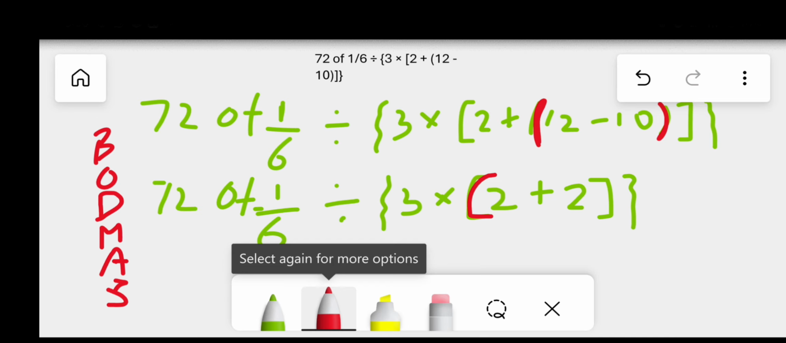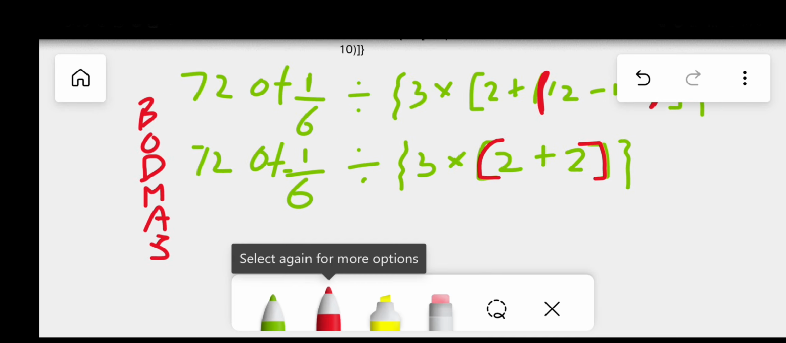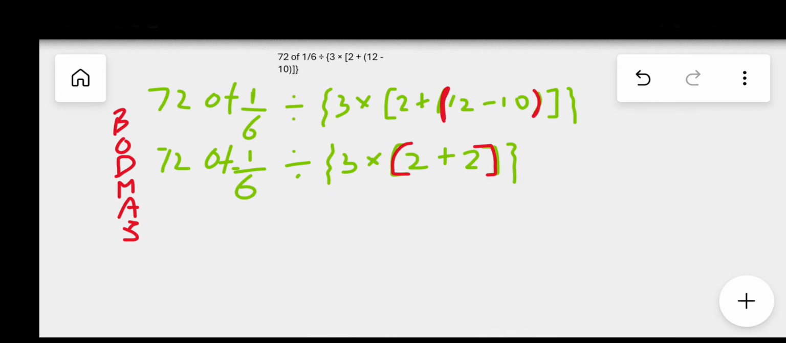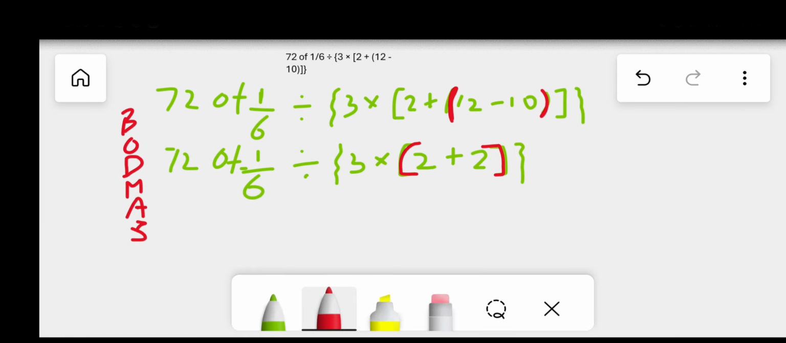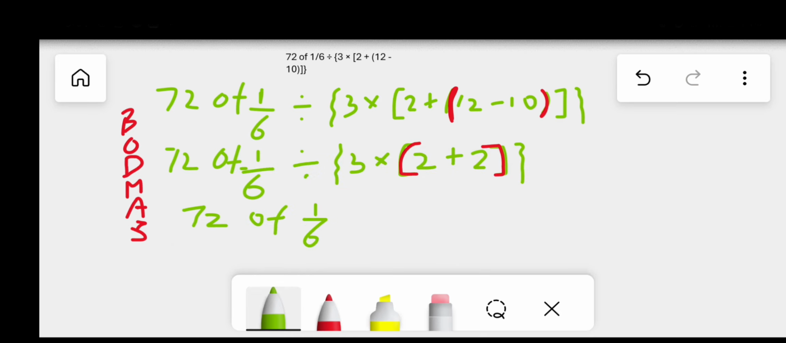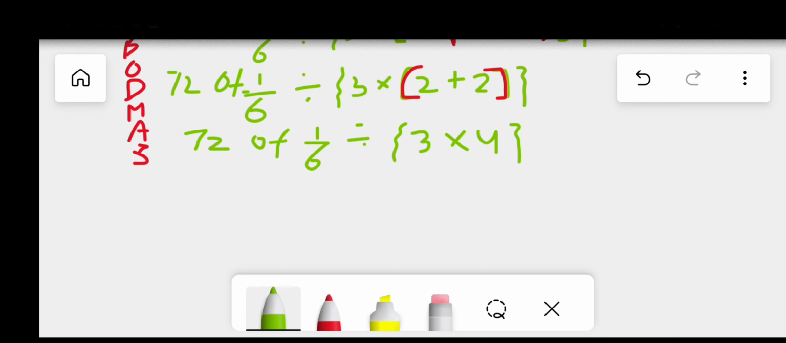In this step we have completed the round bracket, and now we will focus on the square bracket. As the first step, we will copy everything as it is. After that, we will solve the thing inside the square bracket. So again, it is 72 of 1 by 6, divided by, curly bracket starts, 3 multiply with 2 plus 2, which is inside the square bracket, gives us 4. Now curly bracket ends. Now we have solved the square bracket, and our third bracket is the curly bracket.